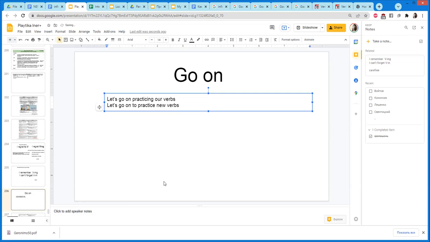Do you have any examples of something that you have to go on doing or go on to do today after we finish the lesson? Maybe you were doing something within your job, and after our English lesson now, you have to go on doing or go on to do. Any examples that you have to share?